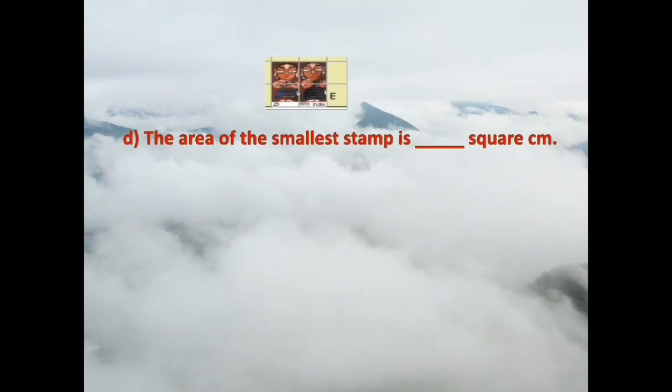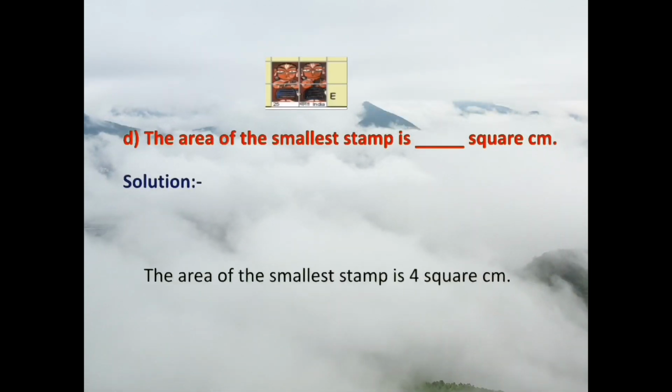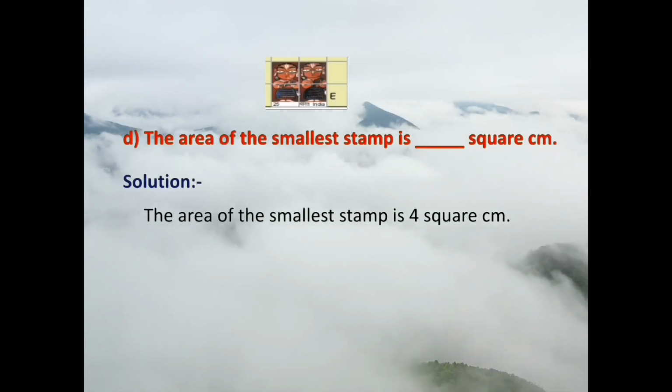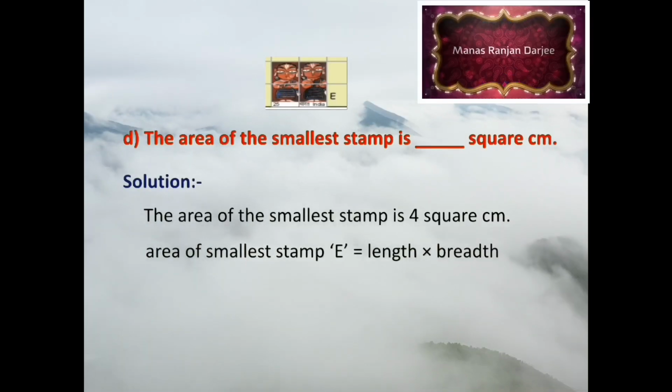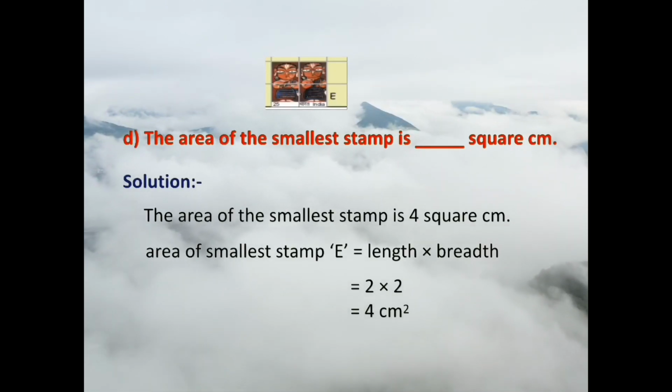The area of the smallest stamp is dash square centimeter. The area of the smallest stamp is 4 square centimeter. Area of the smallest stamp E is equal to length into breadth is equal to 2 into 2 is equal to 4 square centimeter.